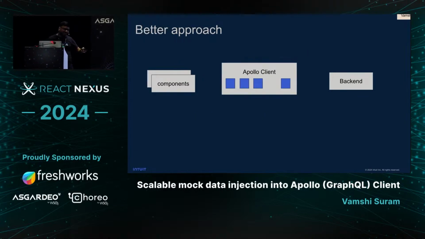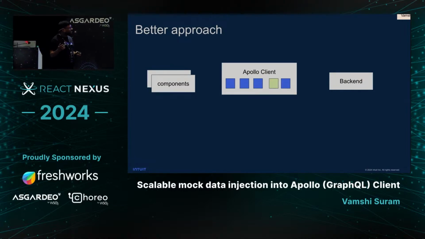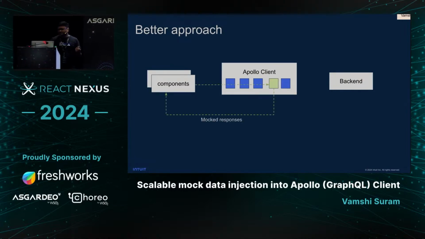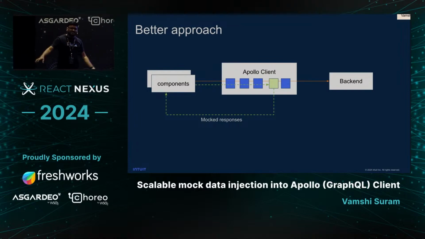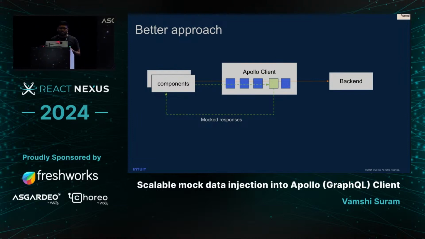So a better approach is, okay, instead of removing that HTTP link completely, how about we place the dummy link just before the last one? Now with this approach, basically we intercept the queries which we are interested in, and we return the dummy responses for those. Any query that happens which we are not interested in, for the rest of the application, let it go through. So now this approach is more scalable. You don't need to mock all of the stuff.